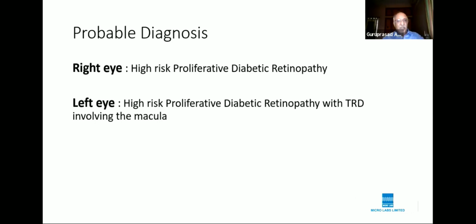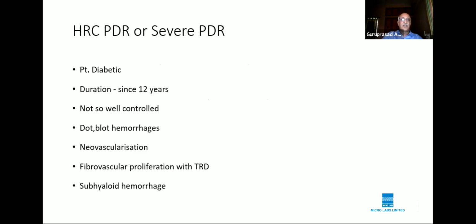It's important to label. So probable diagnosis, I would say that this is a high risk PDR, proliferative diabetic retinopathy in the right eye. In the left eye is high risk proliferative diabetic retinopathy with TRD involving the macula. Mind you, the right eye has 6x6 vision, and yet we are calling it high risk PDR because of the sheer size of the neovascularization that we are seeing in that eye. You saw those big areas of neovascularization.